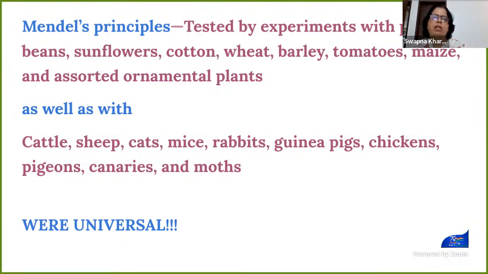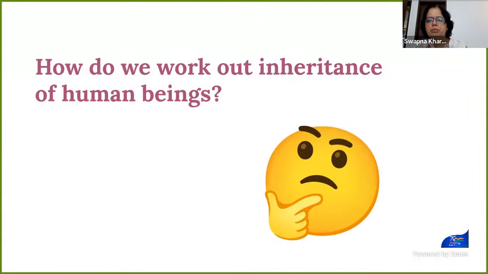The next slide, just because someone had asked me a question, I wanted to say that after Mendel's work, these studies were repeated in these sets of plants and animals over the next few decades. The 3:1 ratio and his other ratio, the dihybrid ratio, were validated in beans, sunflower, cotton, wheat, barley, tomatoes, maize, and so on, as well as in cattle, sheep, cats, mice, rabbits, guinea pigs, chickens, pigeons, canaries, and moths. So Mendel's work has been valid in almost all systems tested, and it is considered universal.